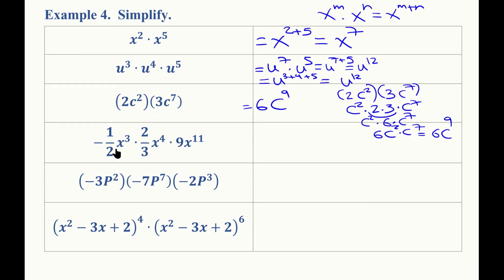All right, so here we notice that the variable parts do all have the same base, so we should be able to use the product rule, but we'll go ahead and multiply these coefficients first. So we have -1/2 times 2/3 times 9. If you want to write it as 9/1, you can, so you make it look like the others, a fraction. And we're going to get x to the power of, we're going to add those exponents, 3 plus 4 plus 4, which is 11.